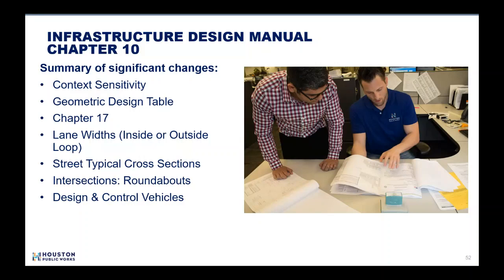That permeates everything. So I'll also be talking about the geometric design table that handles a lot of our actual number standards.